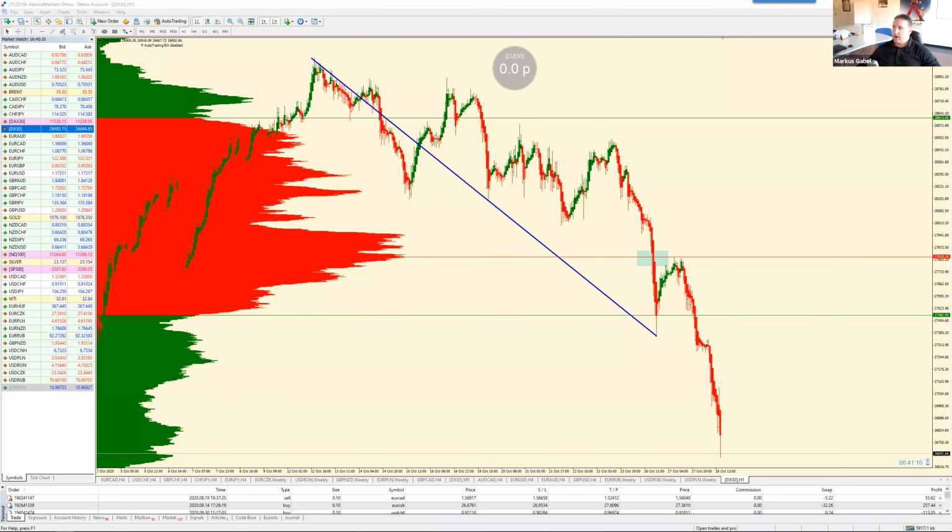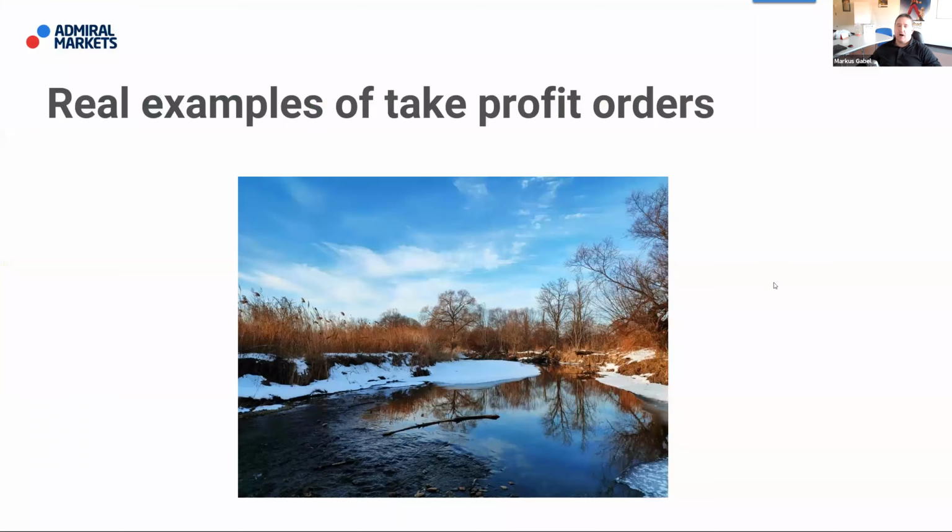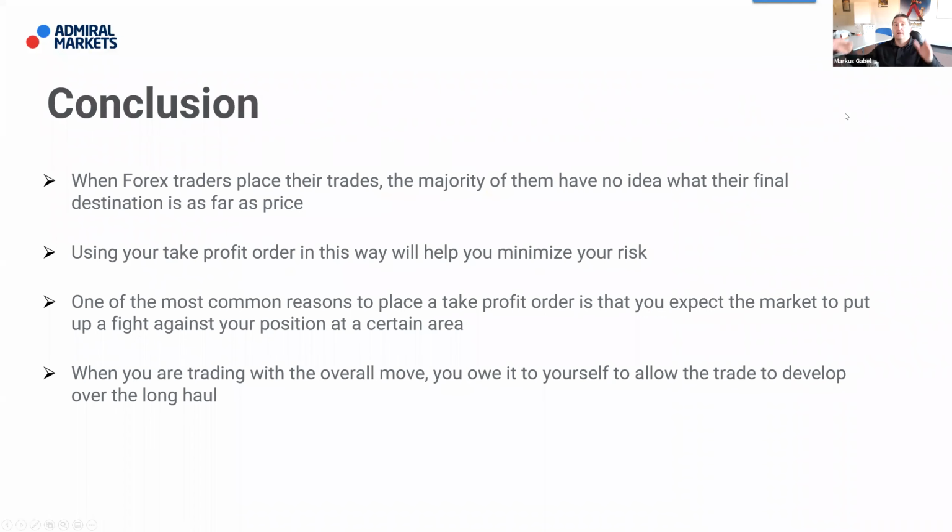So this was one or two examples of how you can work with take profit orders. It's a part, guys, it must be a part of your trading plan. When Forex traders place their trades, the majority of them have no idea what they have to do in the market. But trading with take profit orders will help you to minimize your risk.